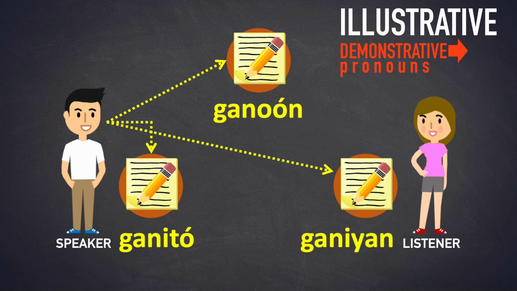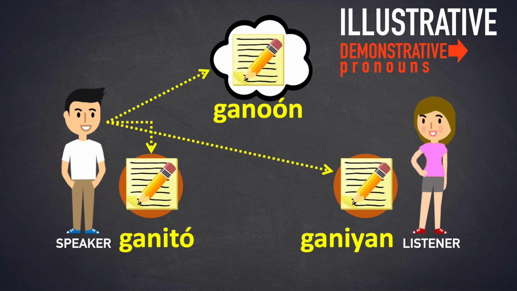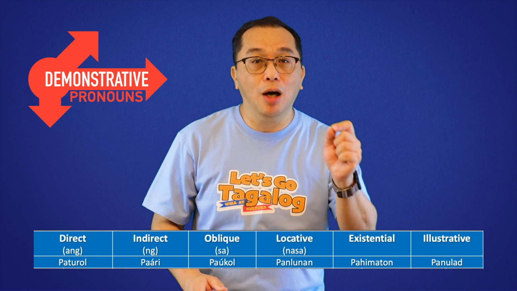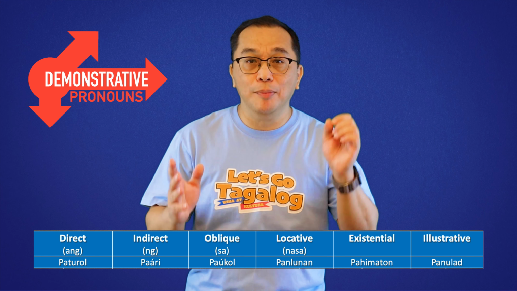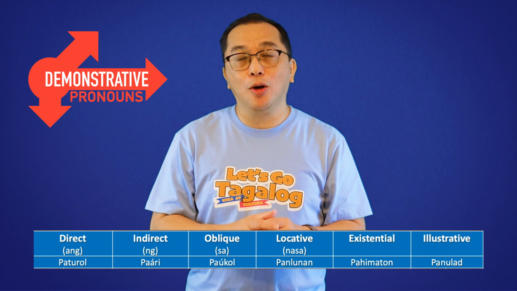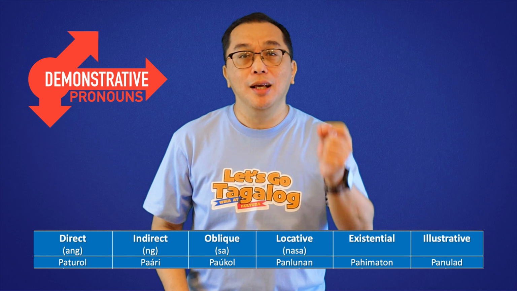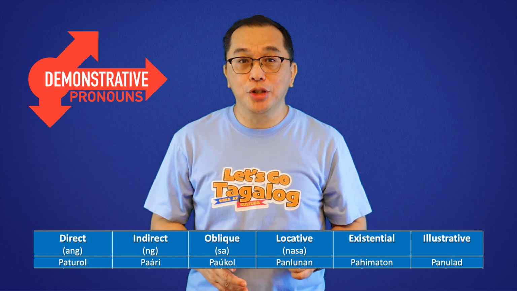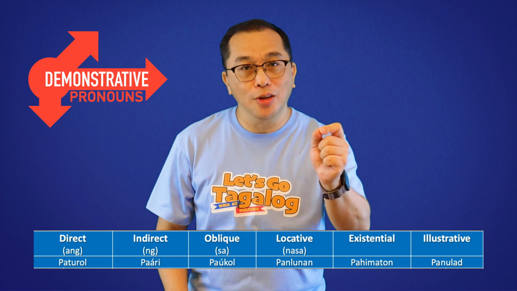One more thing. Aside from using ganoon to describe some distant thing, it can also be used to refer to some idea, beliefs, or concepts that is not seen by the speaker and the listener. I will explain this set of pronouns in another video in this series. These are just simple sample sentences that show how the different forms of the Tagalog demonstrative pronouns are used. I will be covering each of the categories extensively in succeeding videos on our new chapter on the Tagalog demonstrative pronouns.